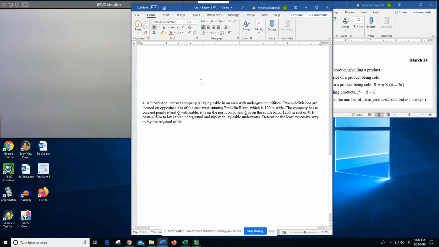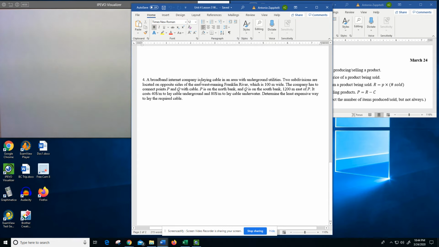Number 4, which we would have looked at, another interesting problem, this idea of again building this set of cables to connect two points that are divided by both land and water. Okay, and again, it's a geometry problem that involves trying to minimize the cost.